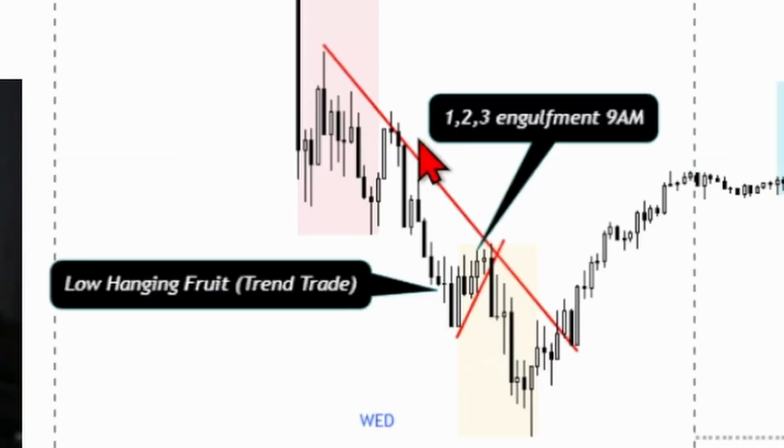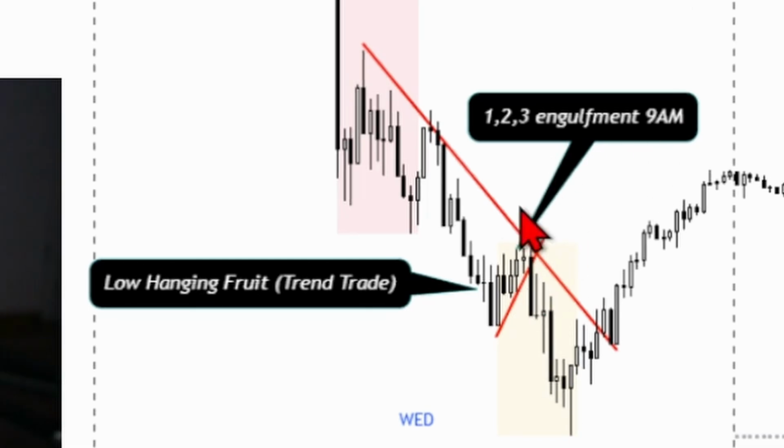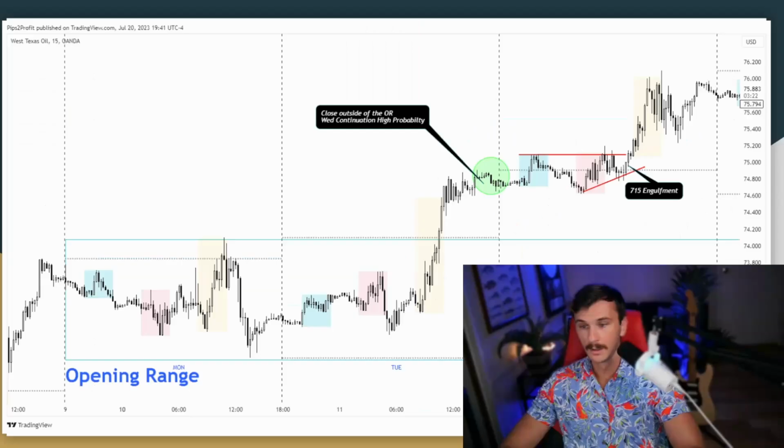Now, look at the beginning of New York session. They went up in 1 candle, 2 candles, 3 candles, and I understand that there is a pause there, but I typically do not count a pause as a push. But we have 1, 2, 3, pause, engulfment, time of day, 9 a.m., perfectly timed, right in the New York session for a low-hanging fruit continuation trend trade.